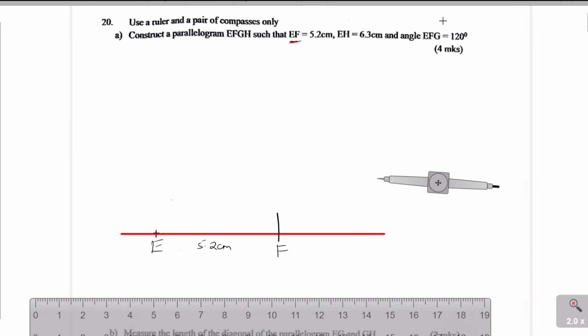Now look at this angle. You need to construct an angle EFG, so the angle at F is to be 120. To get 120, I'll construct 60, and when I construct 60, on the other side I'll be left with 120. This is the side where I want to construct 60 degrees, to the right side of F. So this is how you construct an angle of 60.